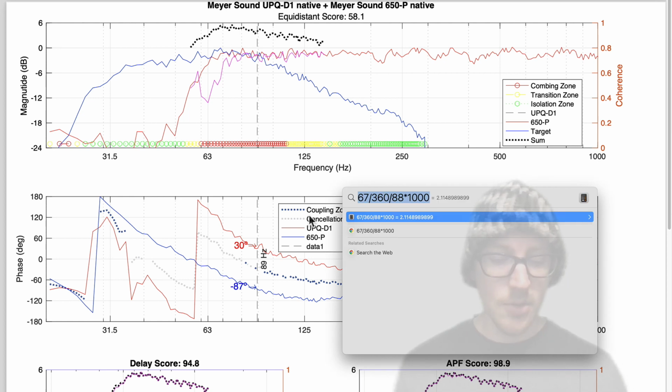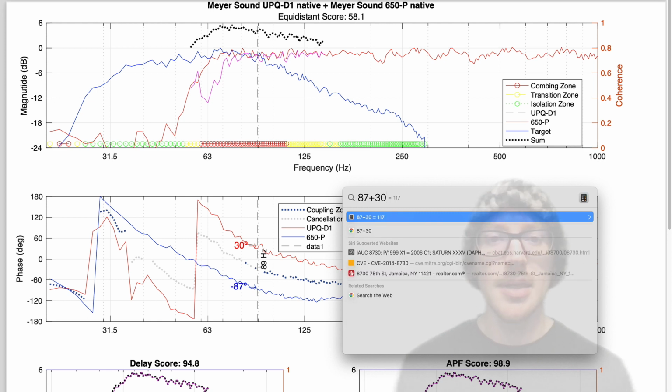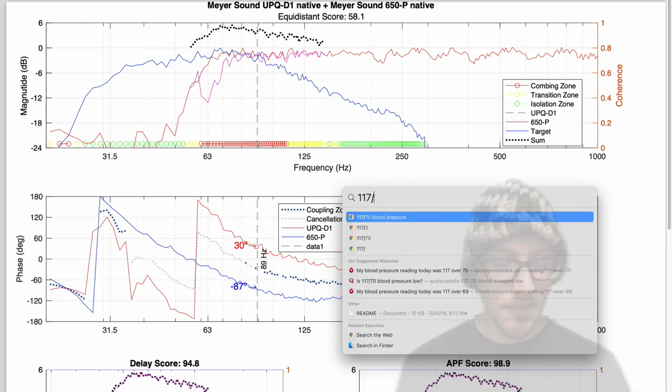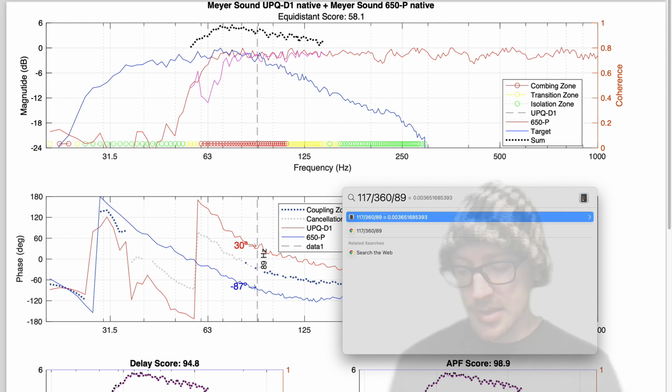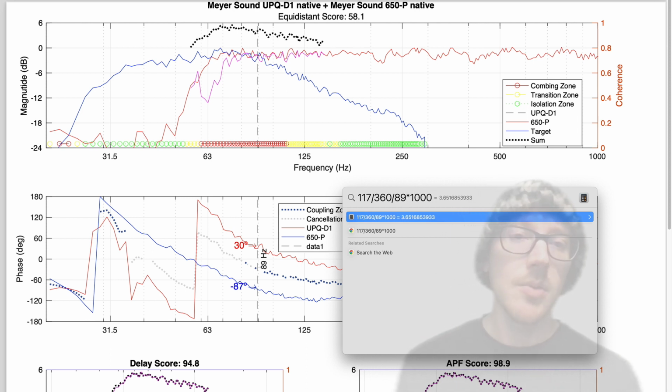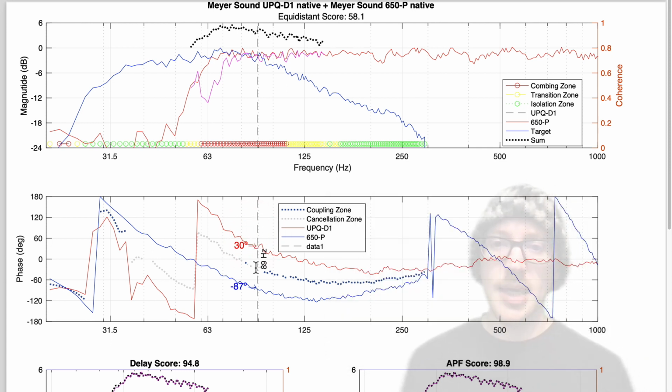So we need to find the total phase offset first. So 87 plus 30, that's 117 degrees. 117 divided by 360 divided by the frequency that we're looking at, 89 hertz, and that's seconds, so we need to multiply by 1,000. So we get 3.65 milliseconds, which would cause this guy to sort of bend down, and then these two would be phase aligned, at least at this one frequency.